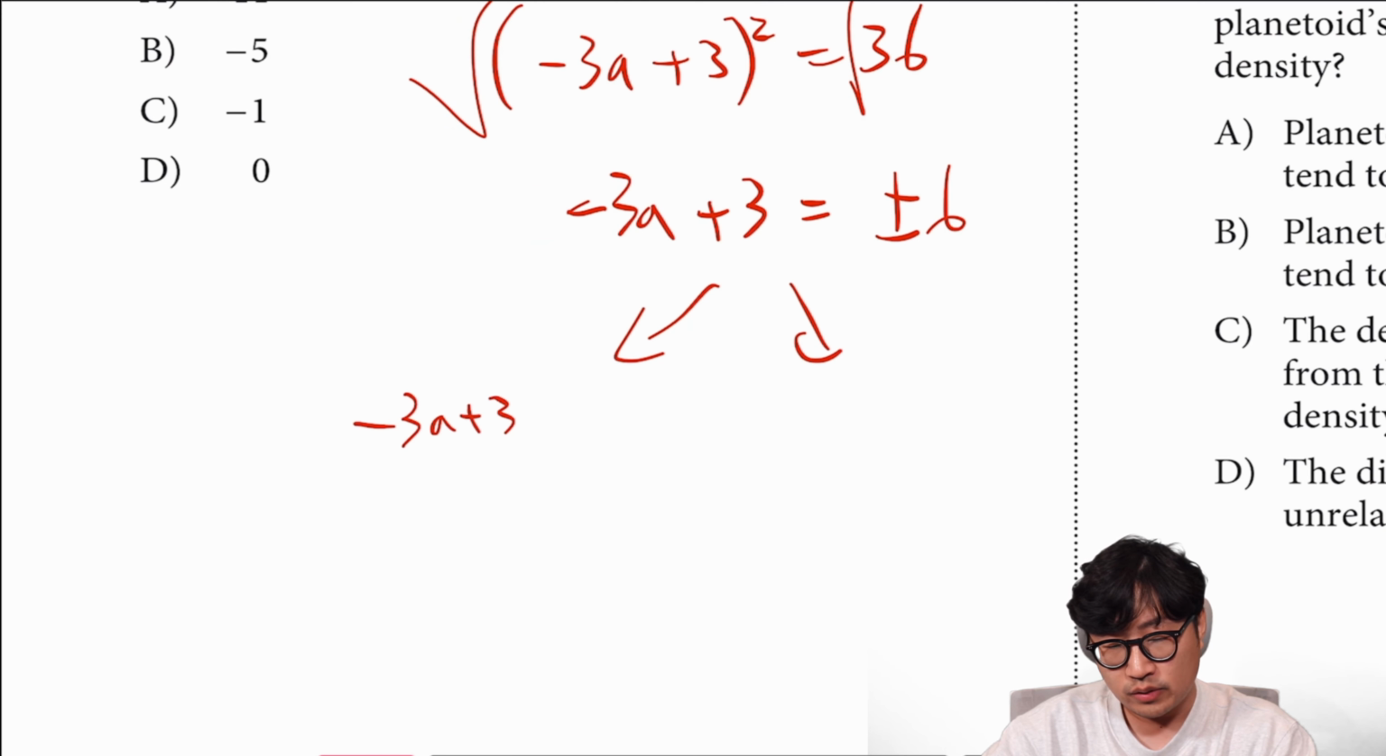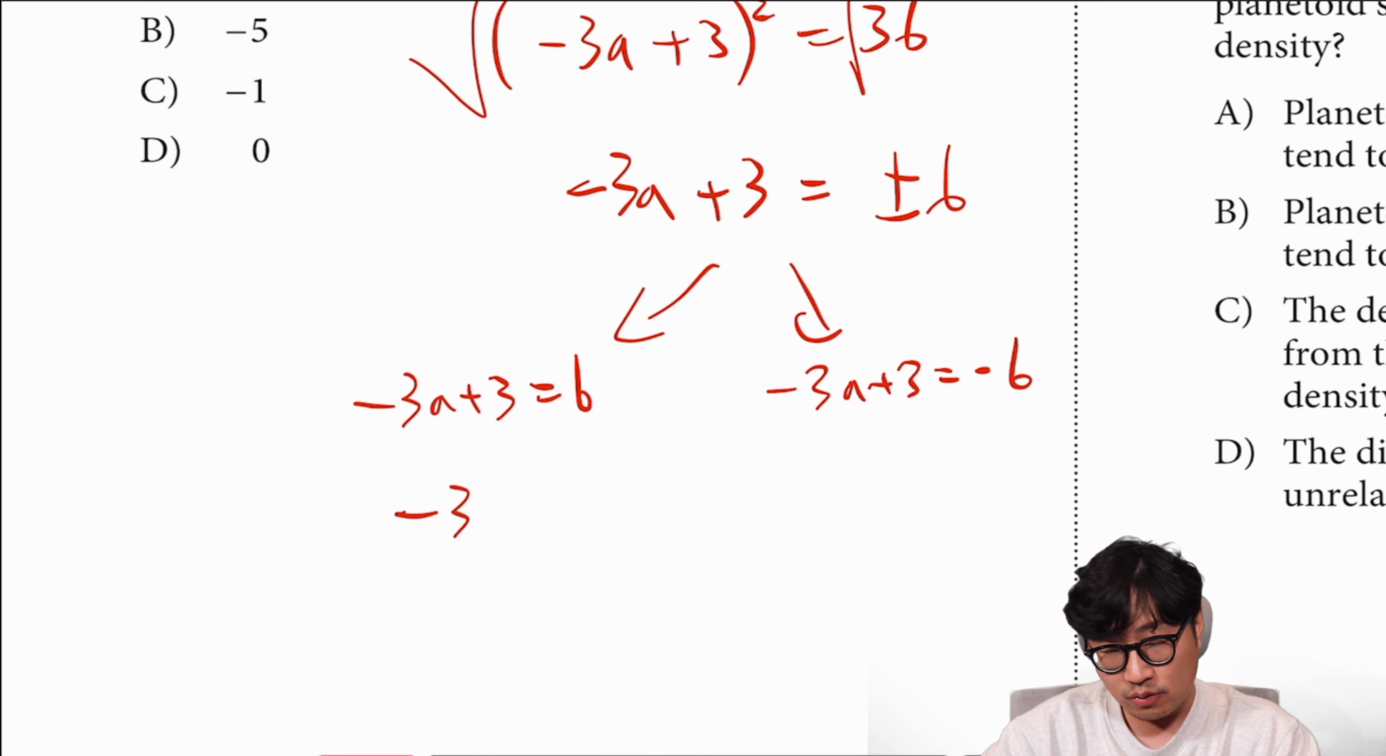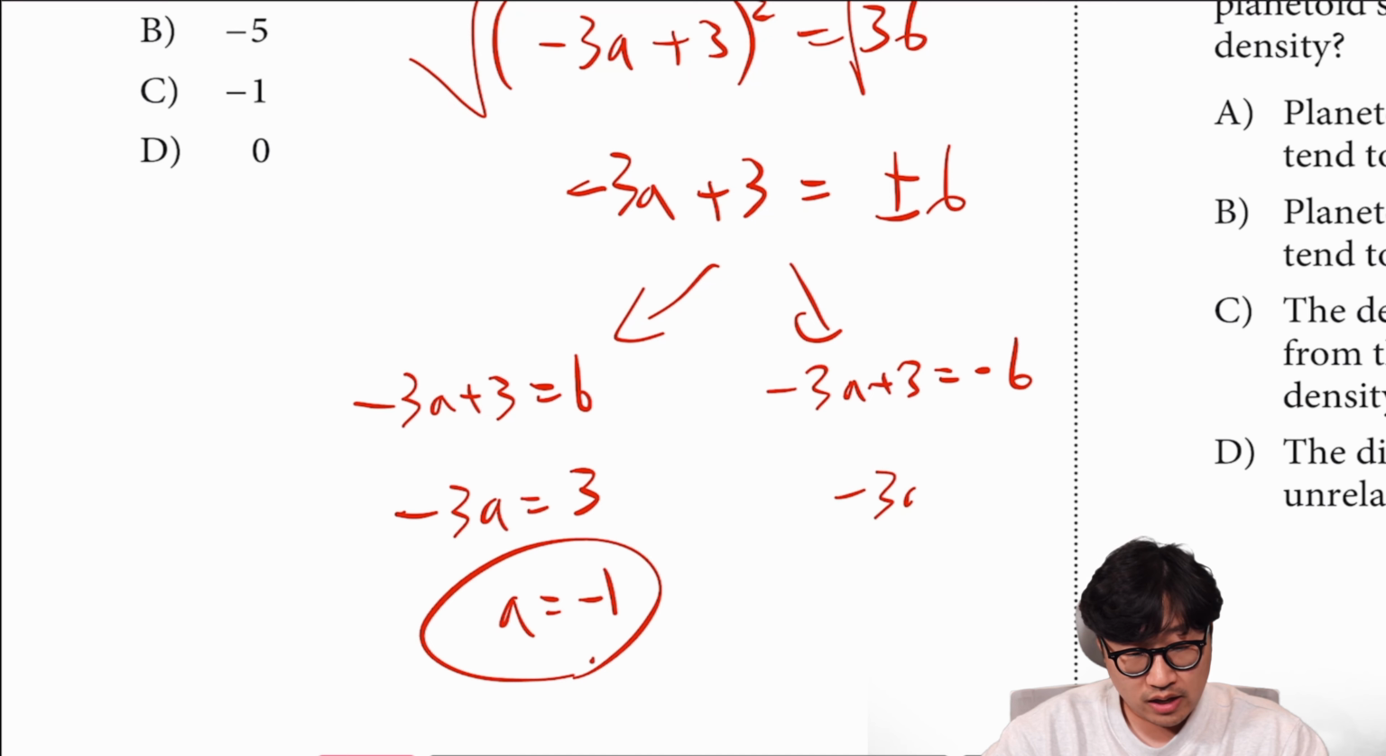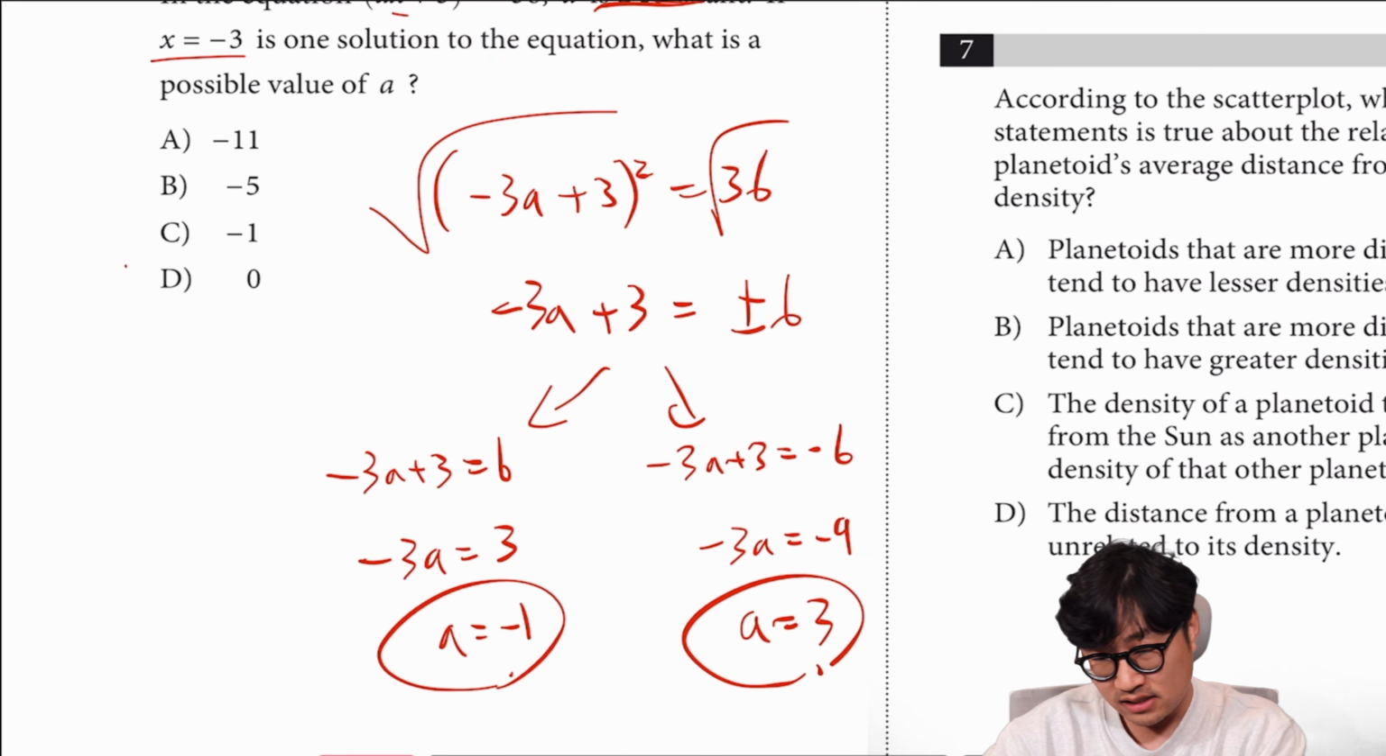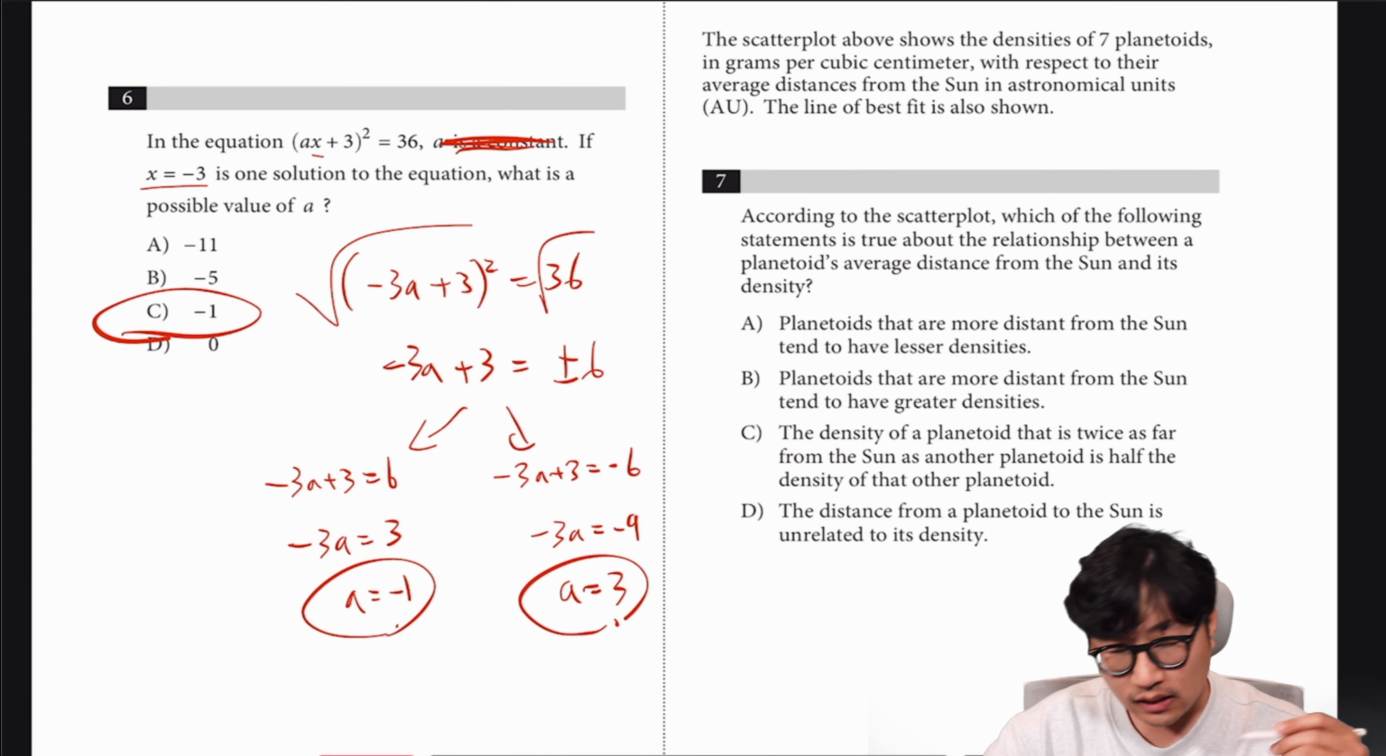Negative 3a plus 3 is equal to 6. Negative 3a plus 3 is equal to negative 6. So negative 3a is equal to 3. A is equal to negative 1 is one. And negative 3a is equal to negative 9, so a is equal to 3 is another one. So whichever one, I see negative 1. So there it is. All right.